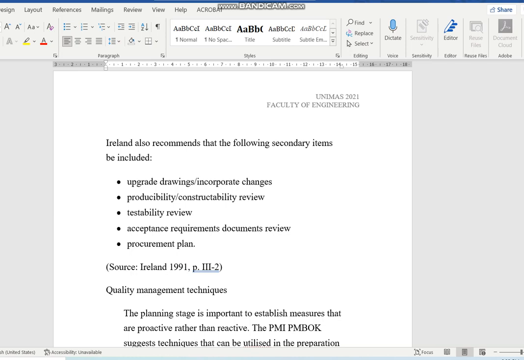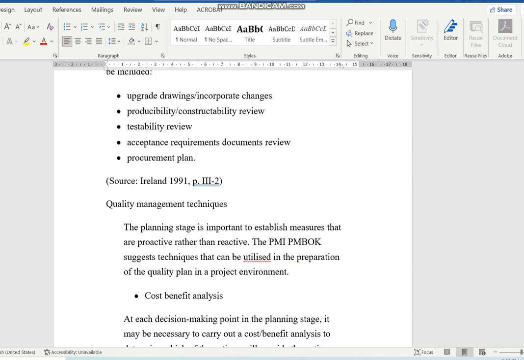You can do that. All of that you can actually put in the PQP, right? But depending on whether the PQP is used by internal management or is going to be presented to a client, of course, some information you probably cannot give, like the procurement plan, for example.